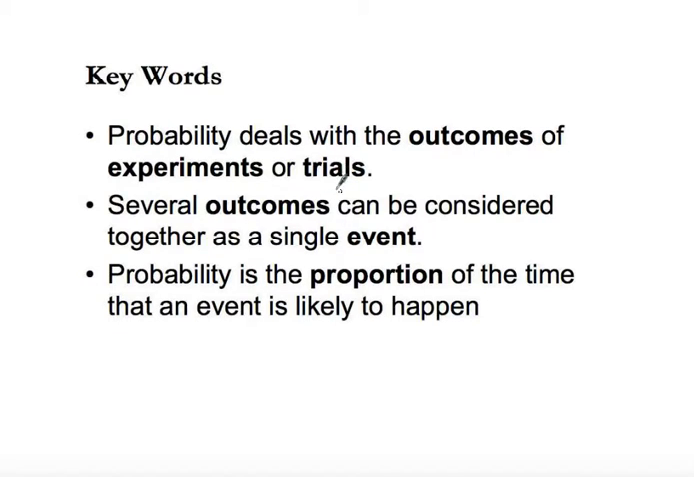Now, several outcomes can be considered together as a single event. So sticking with the dice example, if we roll a six-sided dice, the event of rolling an even number is several outcomes. The outcomes rolling a 2, rolling a 4 and rolling a 6. The probability of these events or outcomes is the proportion of the time that an event is likely to happen, and we usually represent this using either a fraction, a decimal or a percentage.